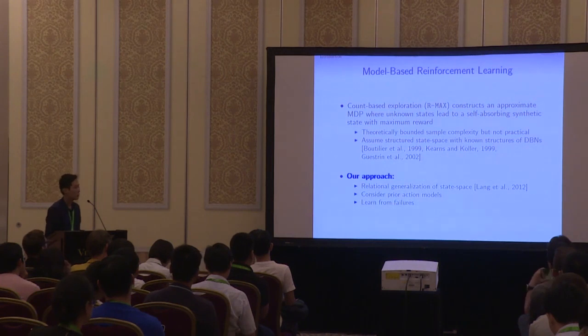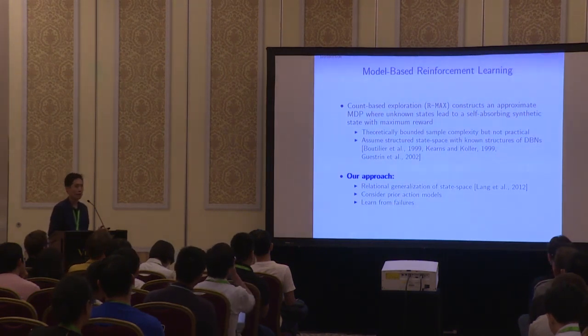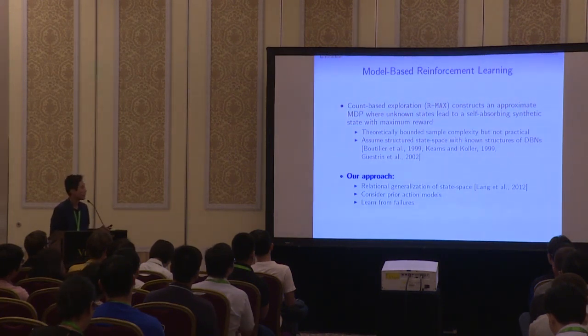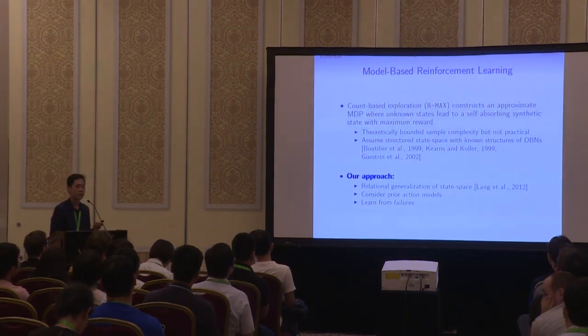So we use the framework of model-based reinforcement learning, where we balance between exploitation and exploration. We use the count-based exploration schema that's introduced in RMAX. RMAX basically constructs an approximate MDP, where unknown states lead to a self-absorbing synthetic state with maximum reward. So you implicitly balance between exploration and exploitation.